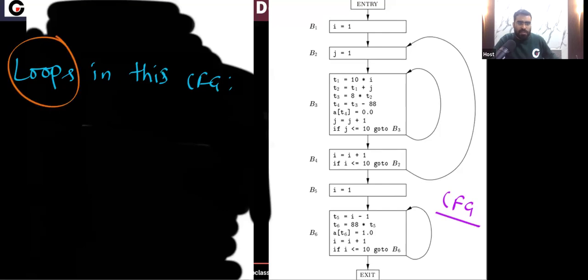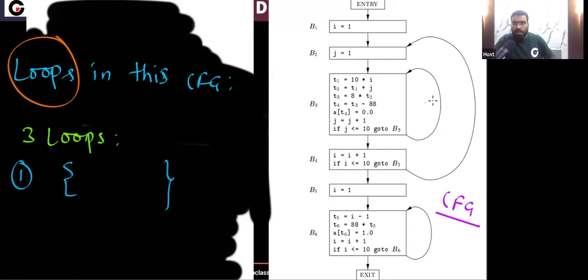So very simple. Let's see the loops in this control flow graph. Let me tell you how many loops there are. Only 3 loops are there. What is loop number 1? What is the first loop?